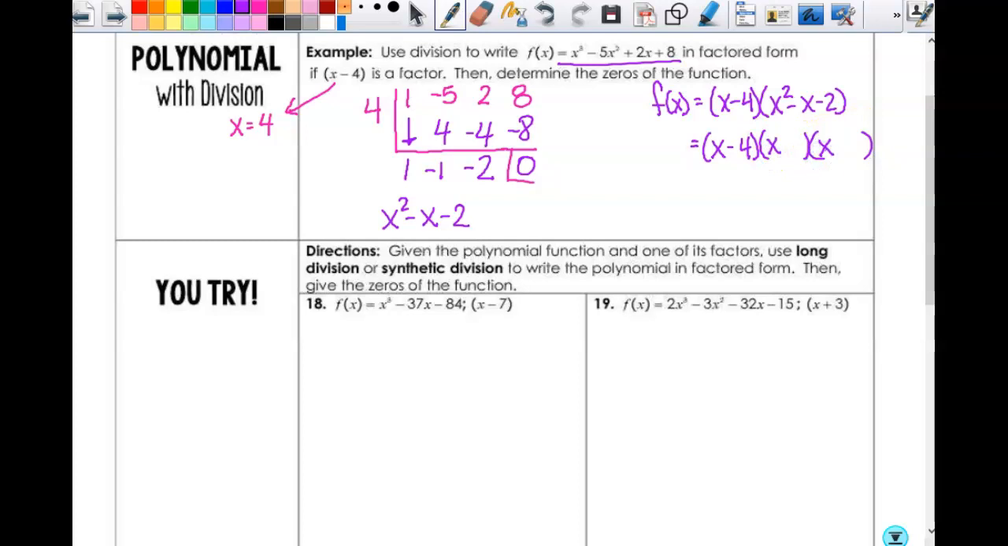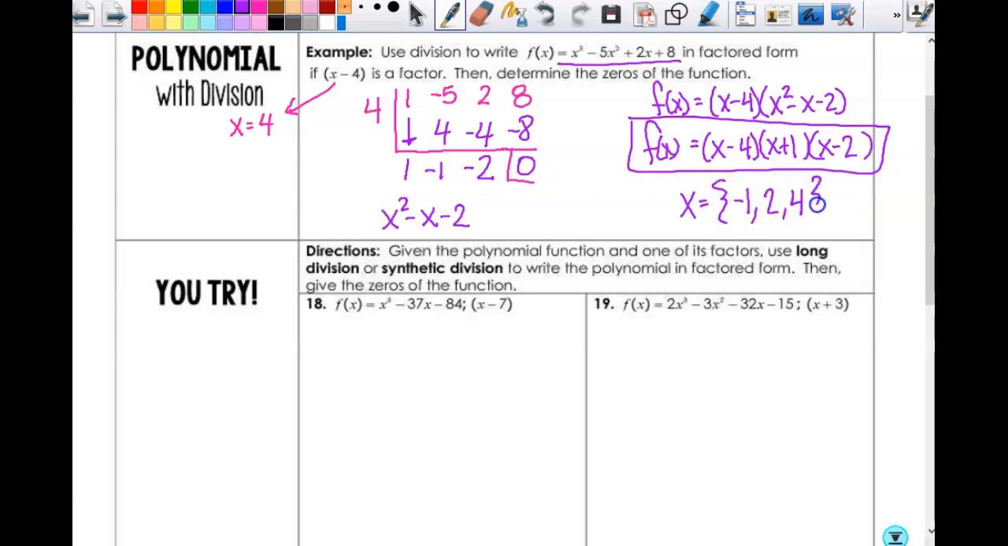This is going to factor into two binomials, x and x. The signs are opposite because that's negative. And what are my two numbers? Good. Negative 2 and positive 1. So this is your fully factored form that I want to see. Then this goes on to say factor it and then determine the zeros of the function. So what is the smallest 0 here? Negative 1, then 2, then 4.